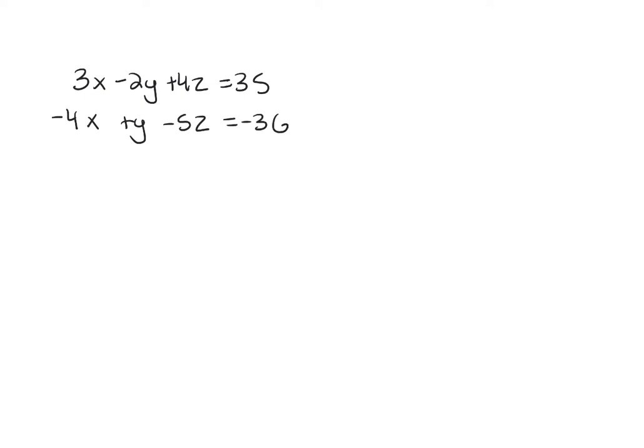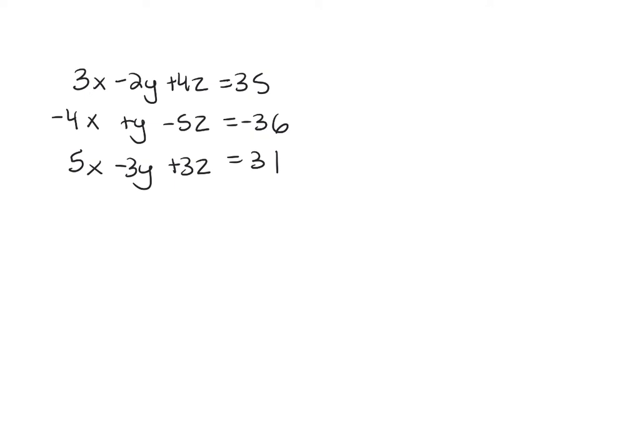Okay, so here is the system that we're going to solve. 3x minus 2y plus 4z equals 35. Negative 4x plus y minus 5z equals negative 36. 5x minus 3y plus 3z equals 31.